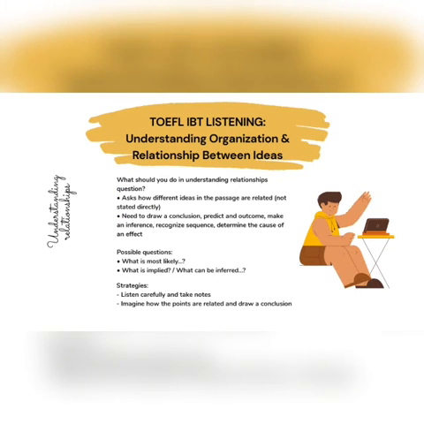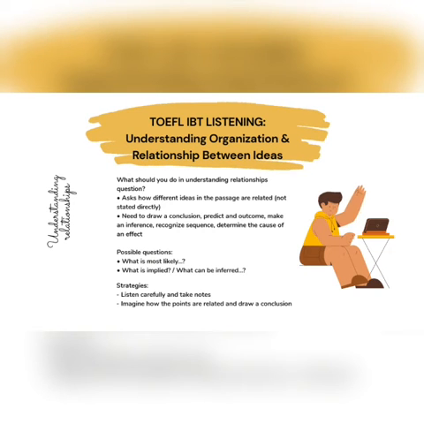And now we will talk about understanding relationship. What should you do in understanding relationship questions? The first one is ask how. In understanding a relationship, it will ask how different ideas in the passage are related. The ideas in the passage are not stated directly. The second is you need to draw a conclusion, predict an outcome, make an inference, recognize sequence, or determine the cause of an event.